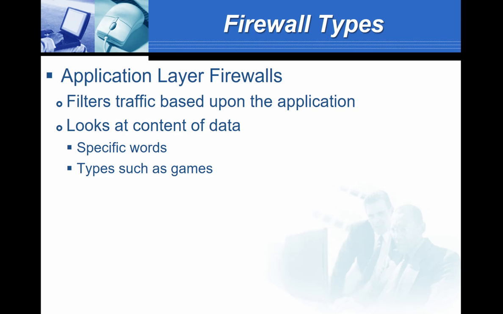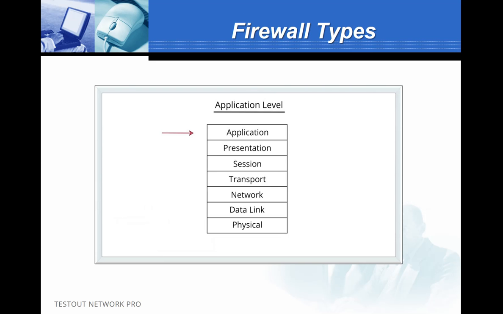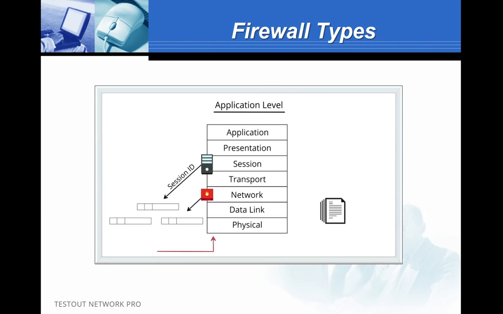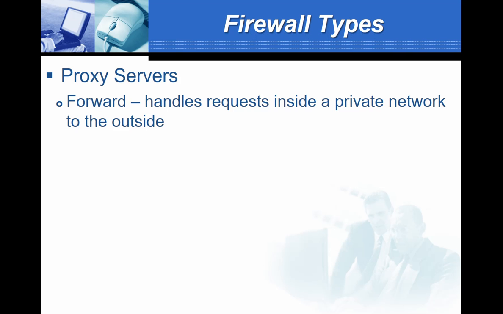So now we have application layer firewalls. Basically it just filters traffic based upon the application. Now we're not talking about Microsoft Word. We're talking about different types of applications. So you'll see that it looks at content for specific words, such as games. So here is where it works. It's going to work at the application layer. And then you can see the session ID and the network are all involved in that. So here we're looking at HTTP and URLs.